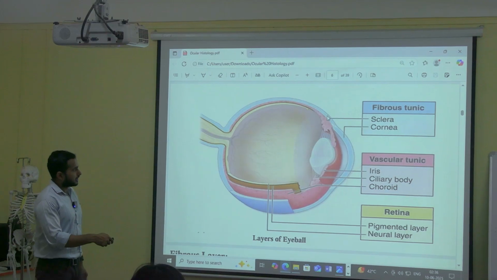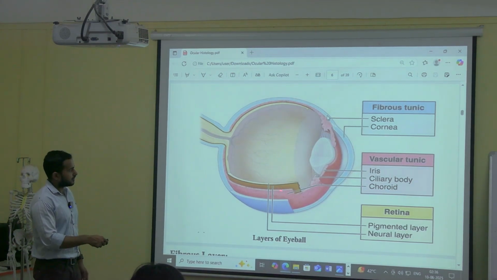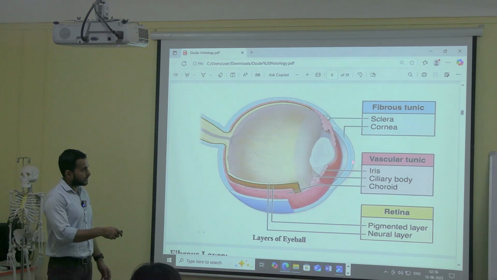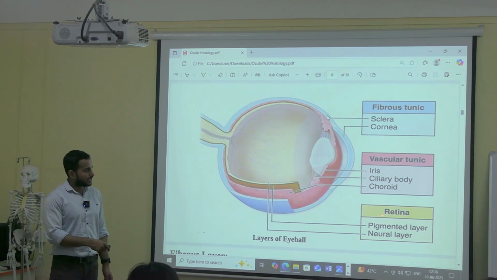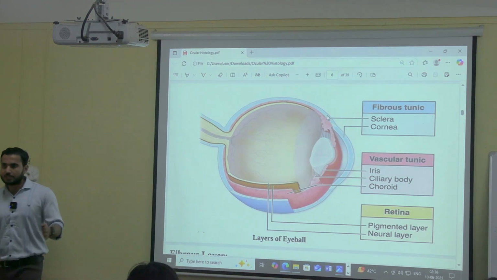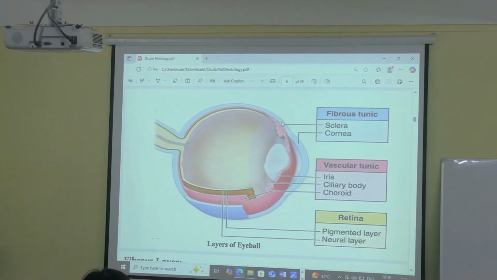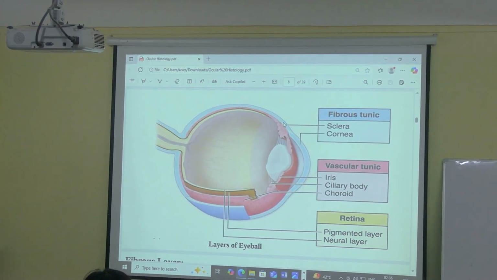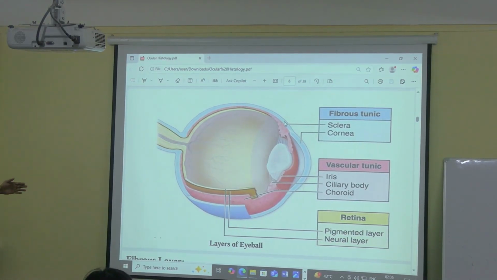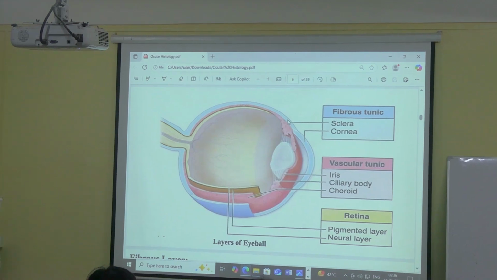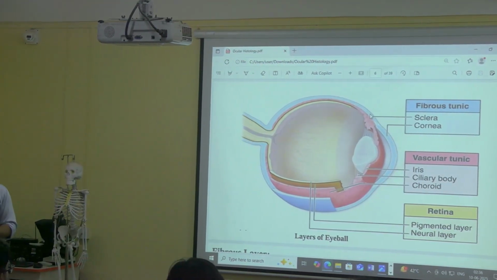After that, here you can see the vascular tunic. In the vascular tunic we have three components: first of all iris, then ciliary body, and the choroid. And the inner layer, the nervous layer, is made up of retina, where the pigmented, that means non-nervous part, and the nervous part of the retina are present. We'll take one by one and then we'll see the structure as we do generally.